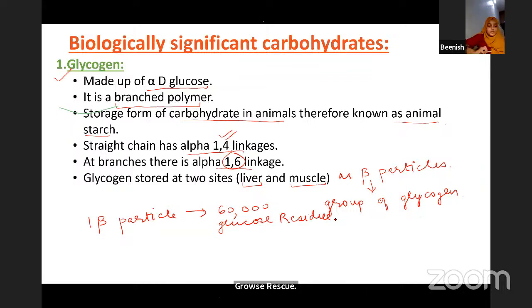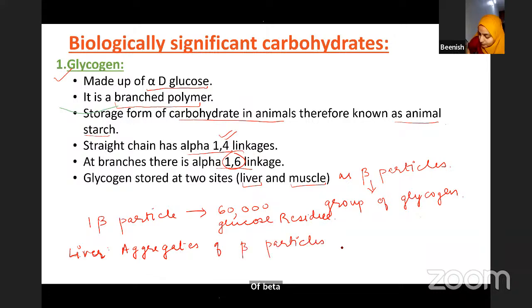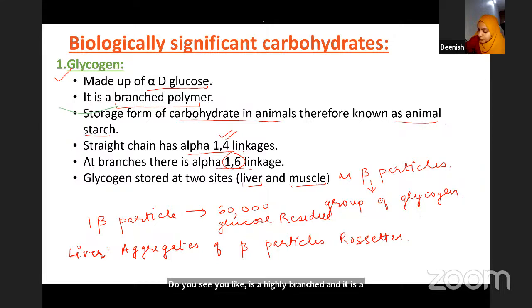So in the liver, aggregates of beta particles form rosettes. So you see, your glycogen is highly branched and it is a very compact structure.